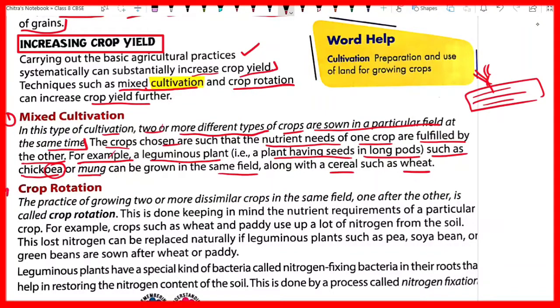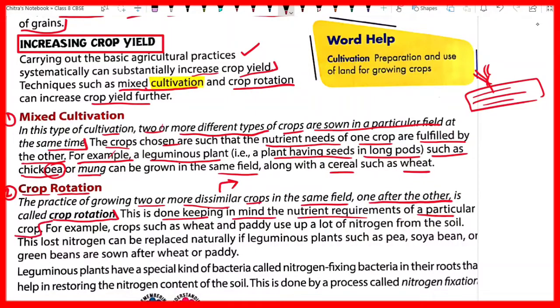Now the second one, which is very important, is called crop rotation. It is the practice of growing two or more dissimilar, meaning different, crops. Like in one season we sow rice, in another season we sow gram. So these are two different types, monocot and dicot, in the same field, one after another. This is called crop rotation: one type of crop in one season, another type of crop in the other season. This is done by keeping in mind the nutrient requirement of the particular plant.